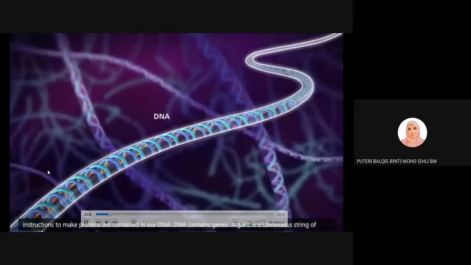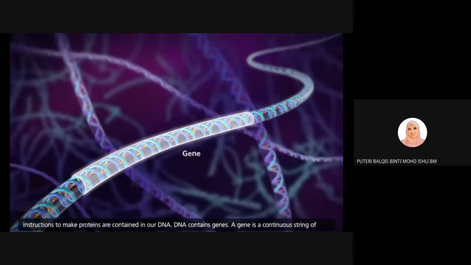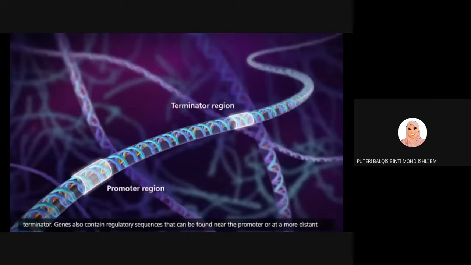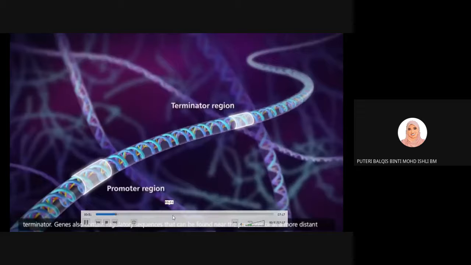Okay, so that is process transcription lah, DNA. Okay, kita start dengan proses transcription. That is DNA, dekat DNA ada gene. Okay, along our DNA kita ada gene. Gene itulah yang kita nak transcribe. So, kita ada promoter and terminator. That is the region that we going to transcribe.